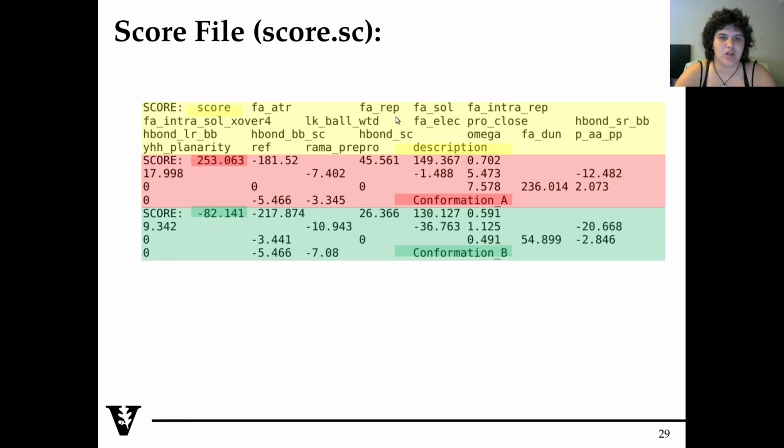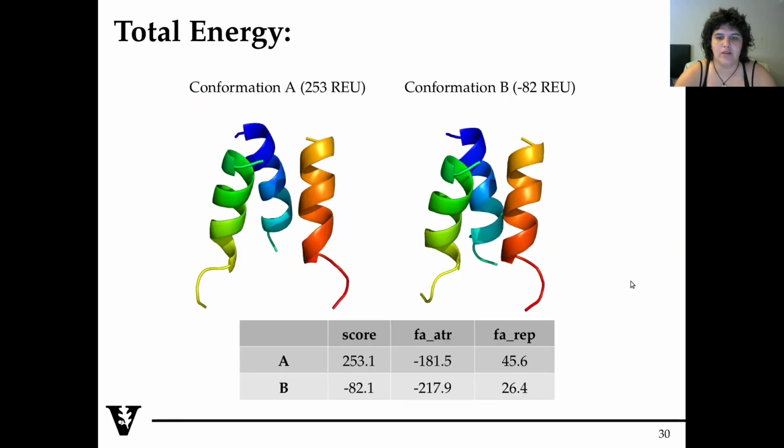But you can also check in all the other columns the energy terms that I just described, so the attractive, the repulsive, the solvation, and so on. So if we look at our two conformers, we can see that they differ in the total score, but they differ also in the attractive and repulsive energy terms. So B is more negative here and less positive here. So what changed between the two is that the Lennard-Jones interactions are improved in conformation B compared to conformation A.